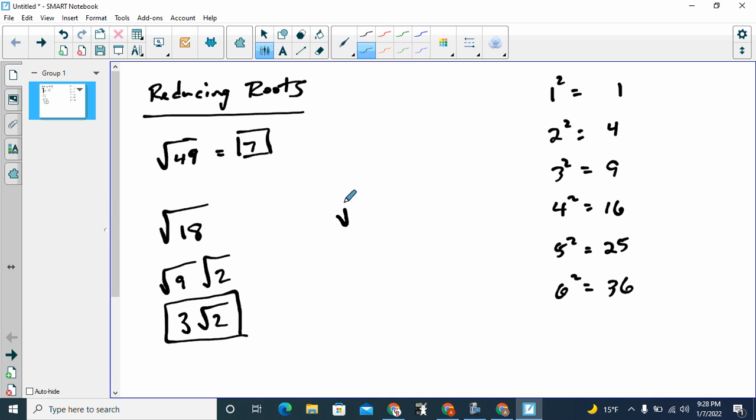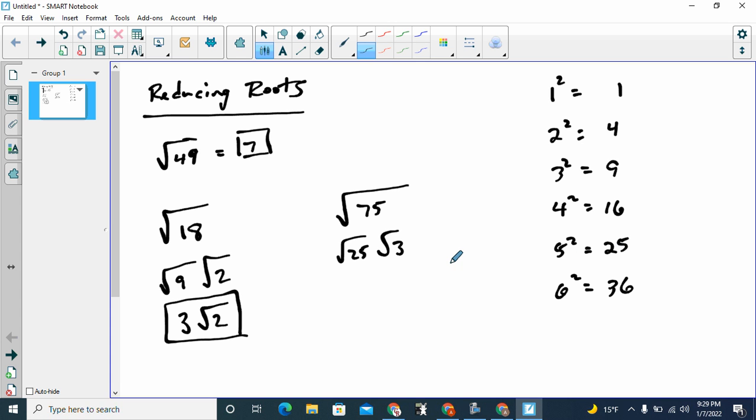Let's try another one. Let's go square root of 75. So 36 is not a factor of 75. If you're not sure, you can do 75 divided by 36. It does not come out even. 75 divided by 25 does come out even. So 25 goes into 75. It is 25 times 3. 25 times 3 gives me 75.